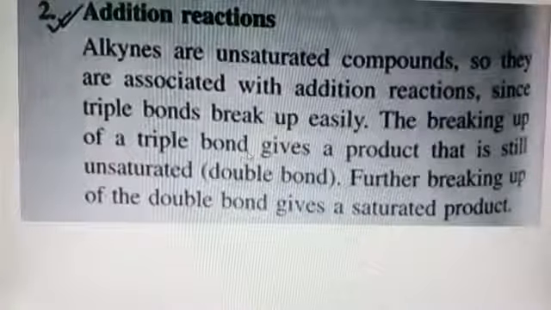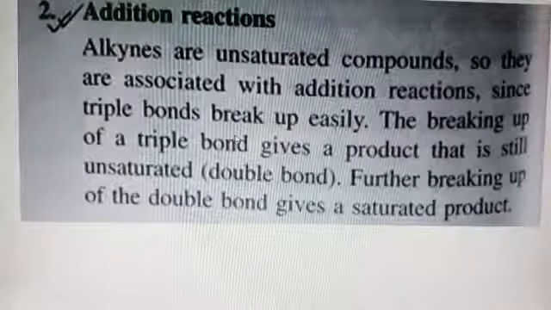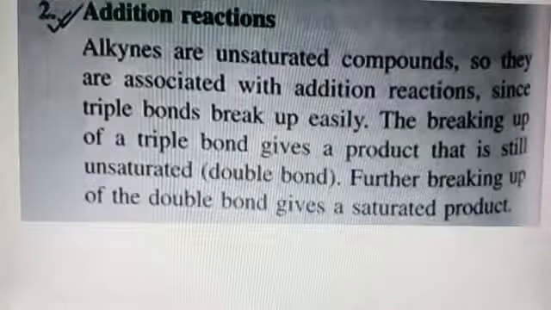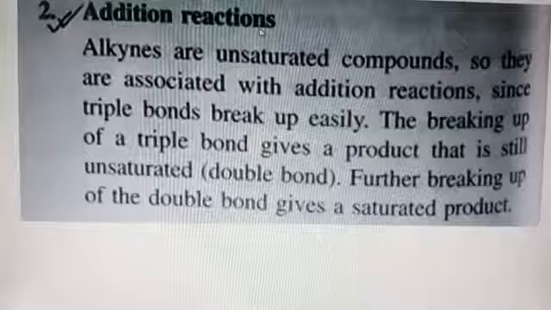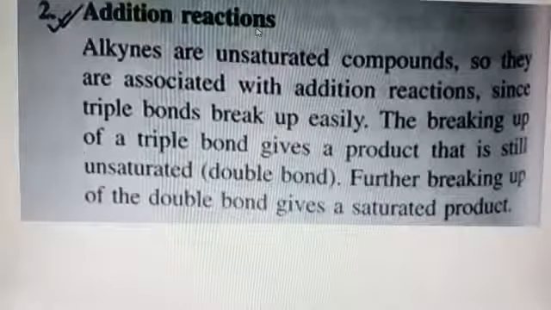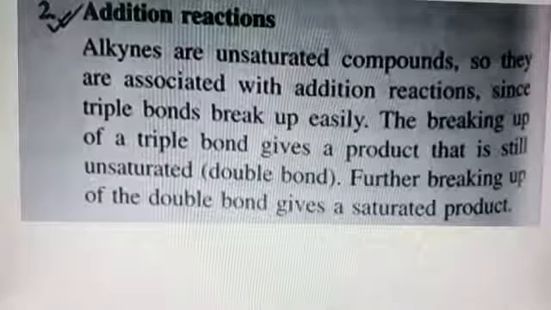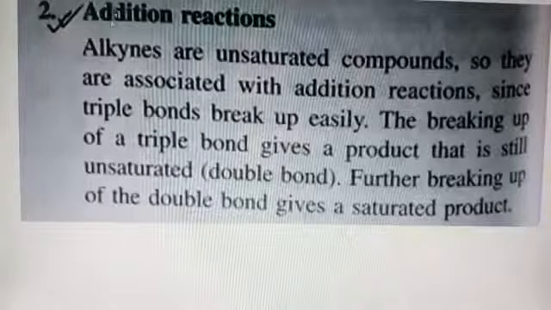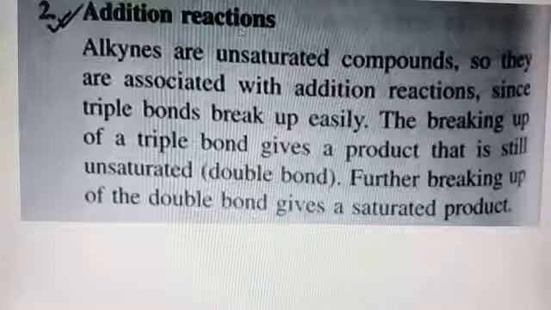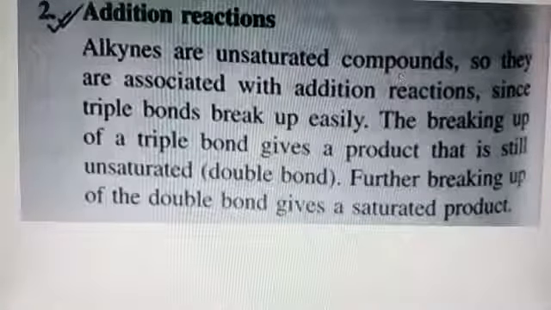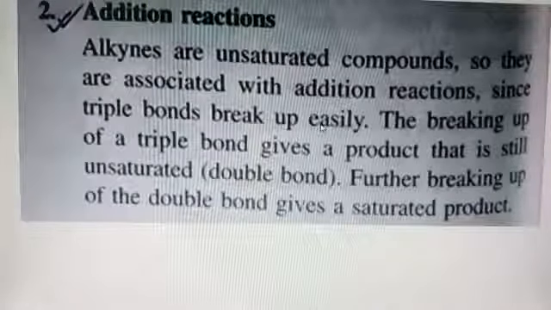Then, like alkenes, all unsaturated hydrocarbons undergo addition reactions, because more hydrogen atoms can be added to them. Only saturated hydrocarbons undergo substitution reactions. Similarly, alkynes also undergo addition reactions. Alkynes are unsaturated compounds, so they are associated with addition reactions since triple bonds break up easily.